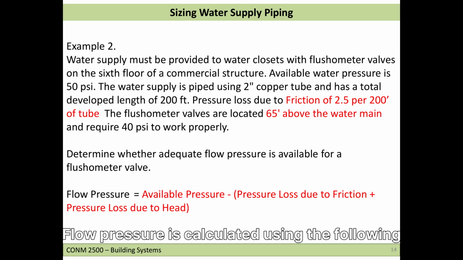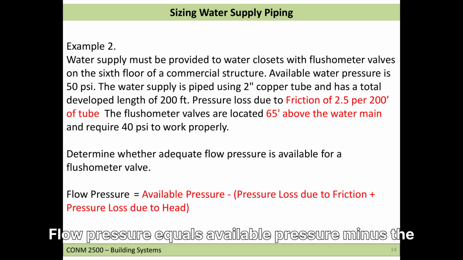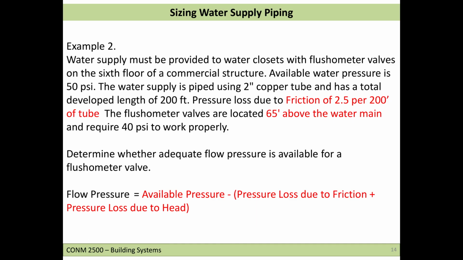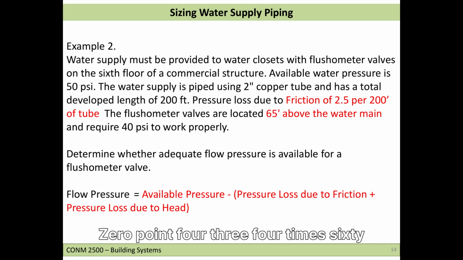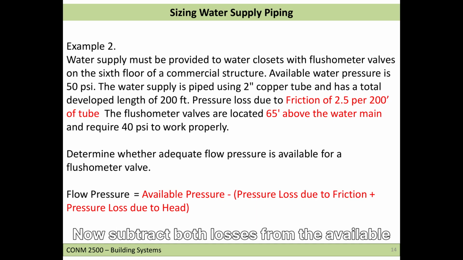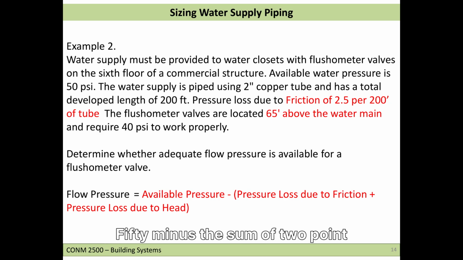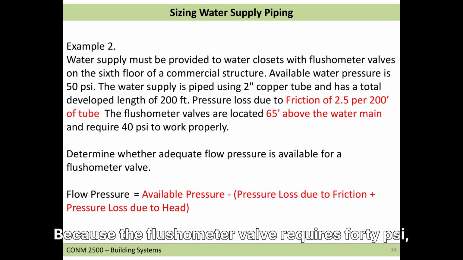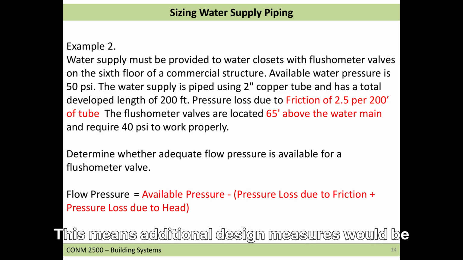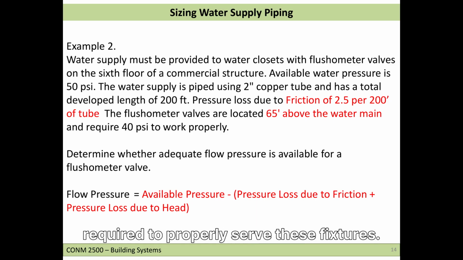Flow pressure is calculated using the following equation. Flow pressure equals available pressure minus the sum of pressure loss due to friction and pressure loss due to head. First, calculate the pressure loss due to head. 0.434 times 65 equals 28.2 psi. Next, add the friction loss of 2.5 psi. Now subtract both losses from the available pressure. 50 minus the sum of 2.5 and 28.2 equals 19.3 psi. Because the flushometer valve requires 40 psi, there is not enough flow pressure available at the fixture. This means additional design measures would be required to properly serve these fixtures.